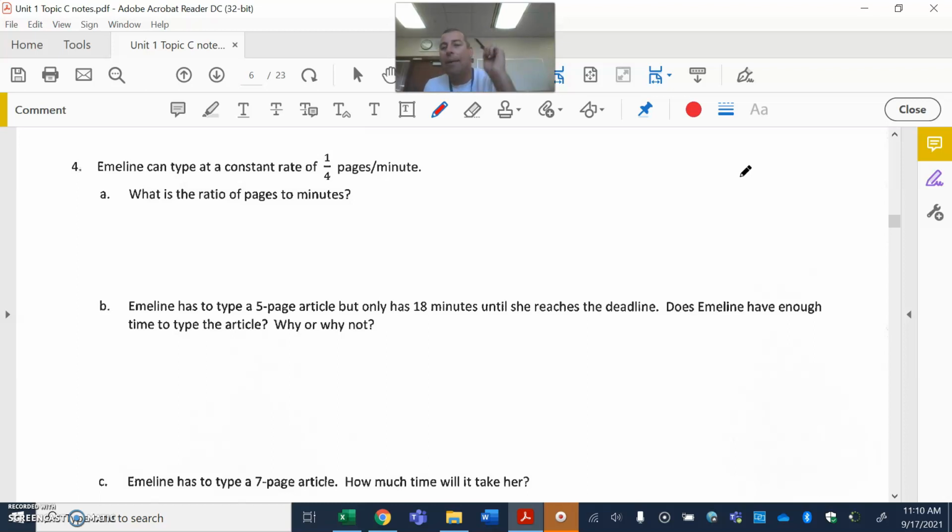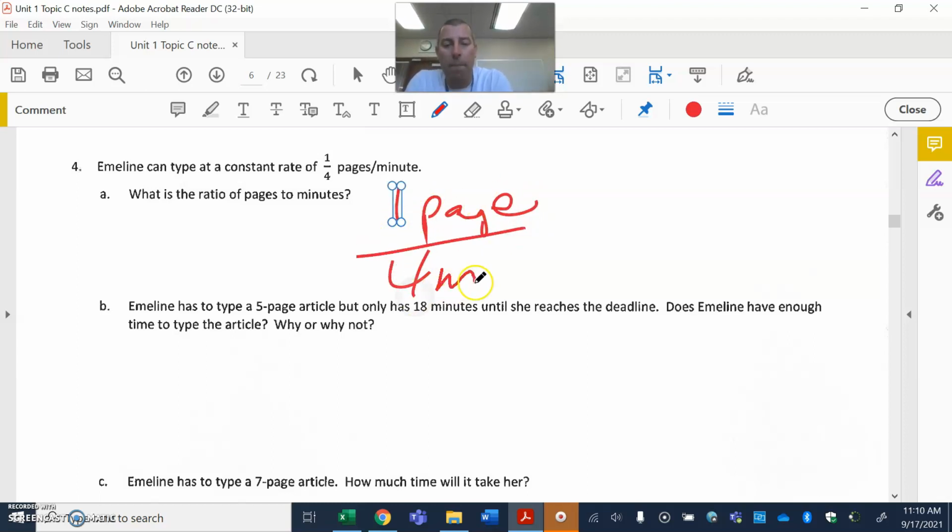Sorry. Emmeline can type at a constant rate of 1/4 pages per minute. Okay, so what is the ratio of pages to minutes? When we see a fraction with that per minute, we do want to realize that that is 1 page in the 4 minutes. So I've got myself a ratio. I took it from a unit rate, how much for 1, and wrote it simply as a ratio. And again, that's just 2 numbers with the labeling that's there.